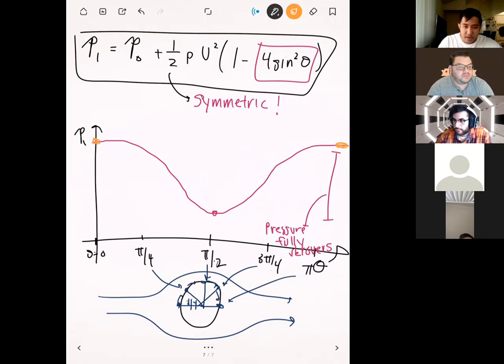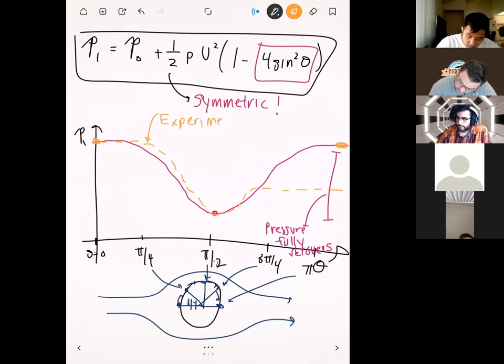And so what happens in reality? What happens in reality looks something like this. In reality, you have the same dip in pressure. As the flow goes around you, it goes down. But then once you start going on the back side of the cylinder, the pressure starts to recover a little bit, but eventually just gives up. And so in the orange right here, what I have is the experimental measurements. This is what happens in reality.